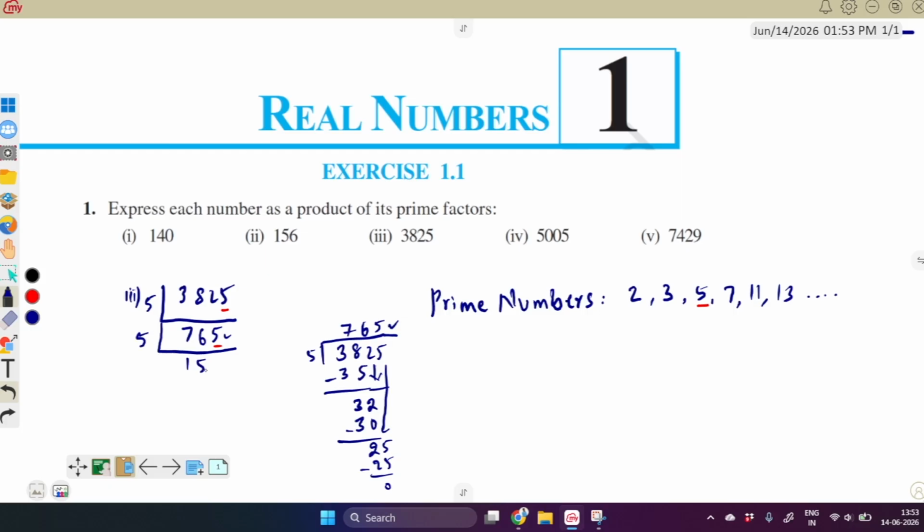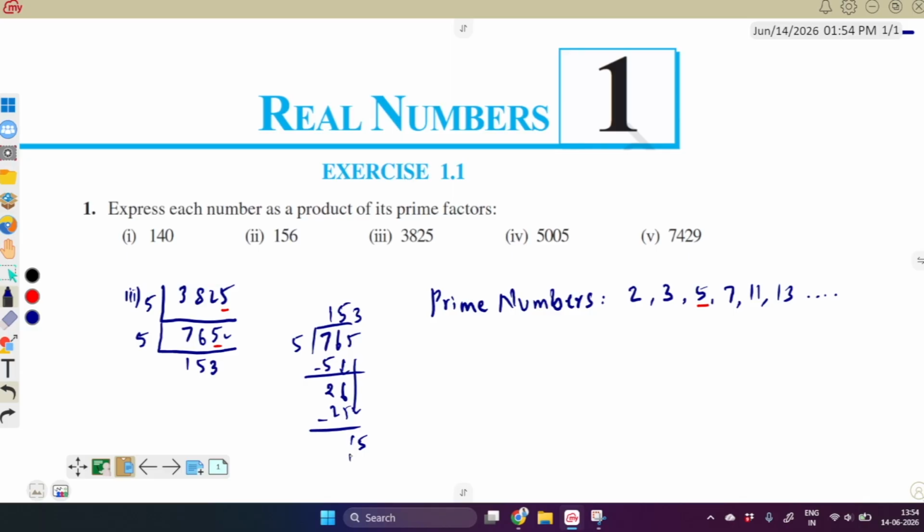So 5 1s are 5, 5 5s are 25, and 5 3s are 15. Still, if you don't know how to do this, you can use the same division method again. Even if you divide 765 by 5, see, 5 1s are 5, subtract it, you get 2, bring down 6, 5 5s are 25. Again subtract it, you get 1, and bring down that 5, so 5 3s are 15. Okay, so to learn math you need to know at least the first 15 tables. This is mandatory.